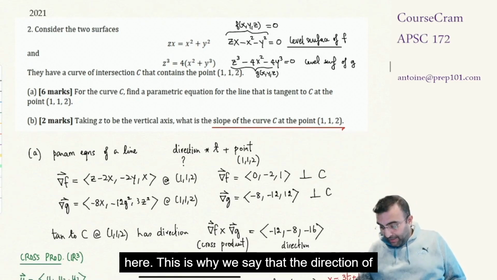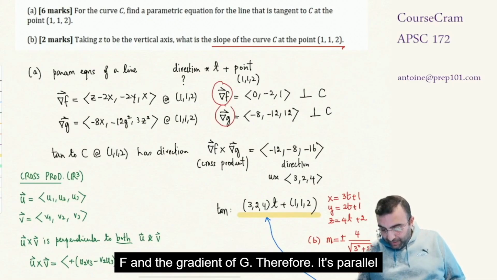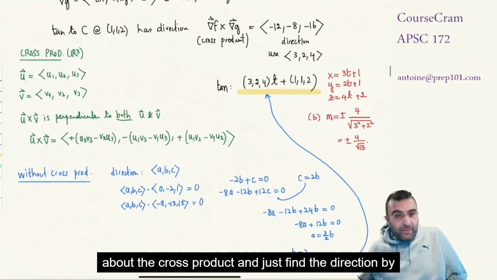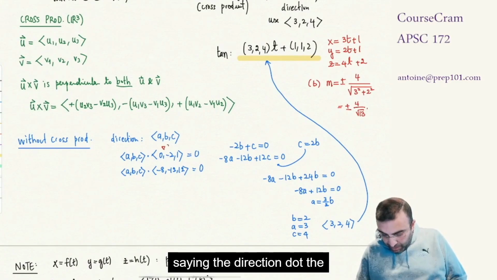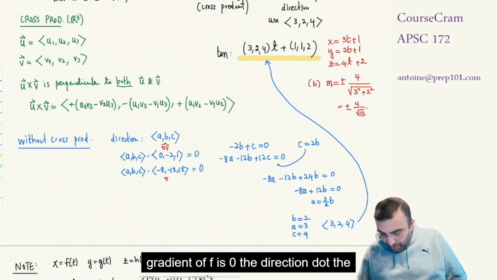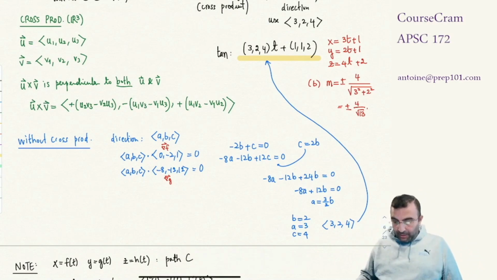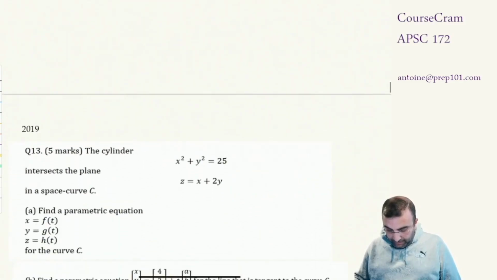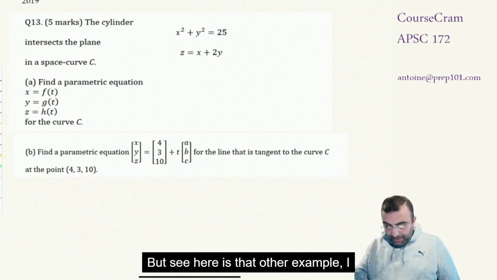This is why we say that the direction of the tangent would be perpendicular to the gradient of f and the gradient of g. Therefore, it's parallel to their cross product, or just don't worry about the cross product and just find the direction by saying the direction dot the gradient of f is 0, the direction dot the gradient of g is 0, then find the direction that way. Right, so that's an example of finding the direction.